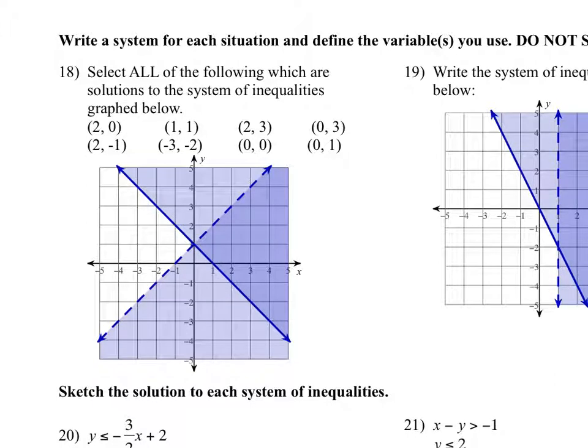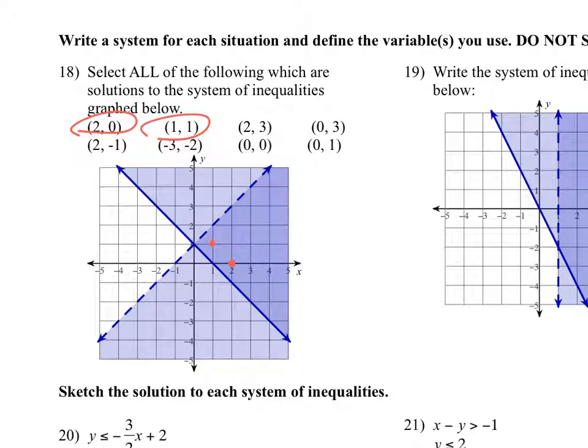So I'm just going to try to determine if these are solutions. Remember, solutions, again, are in the double shaded area. That's going to be this section right here, and they cannot be on this dashed line. Okay, so like (2, 0), that one works. (1, 1), that one works. And I guess I should probably circle these instead of checking them off. These work. (1, 1) does.